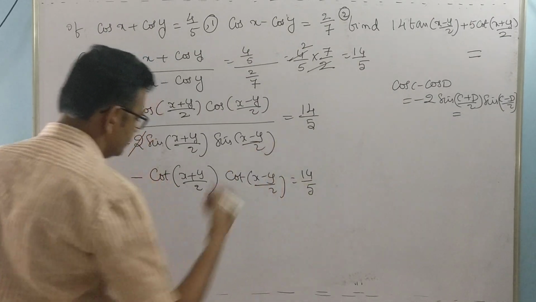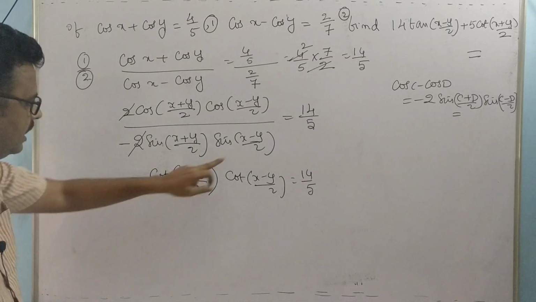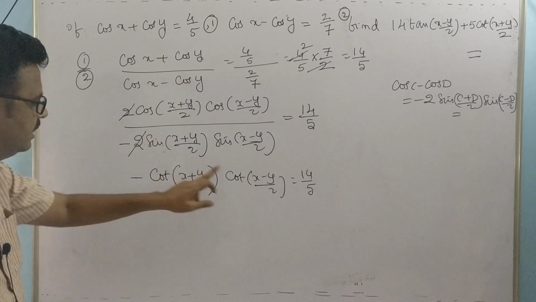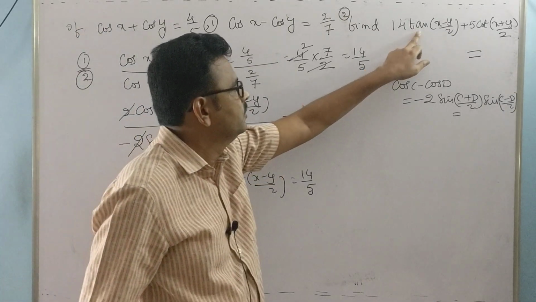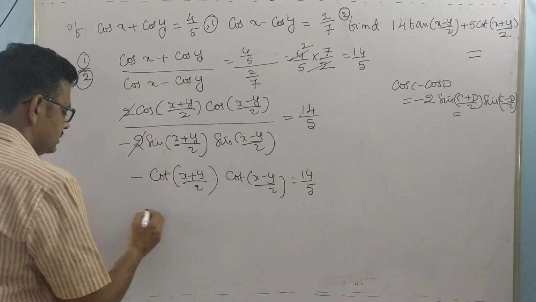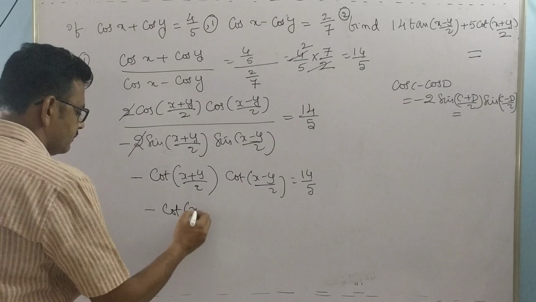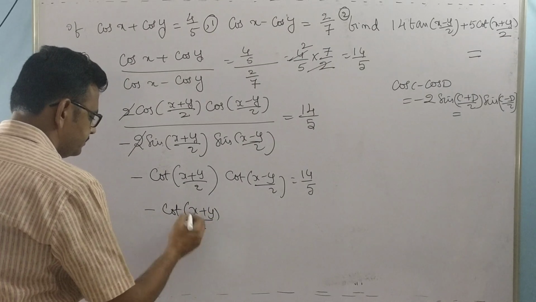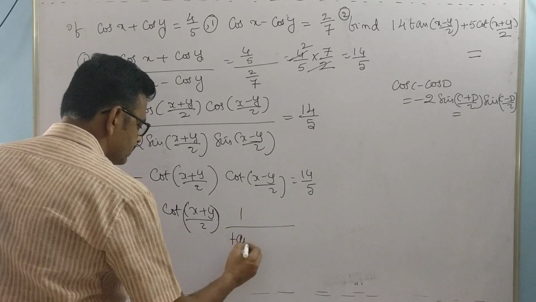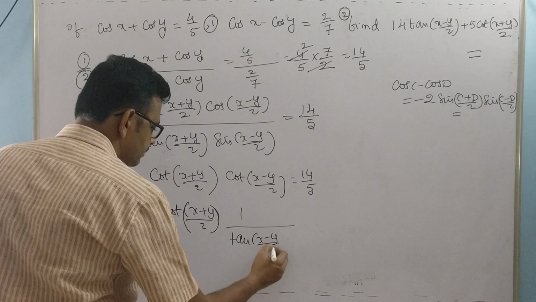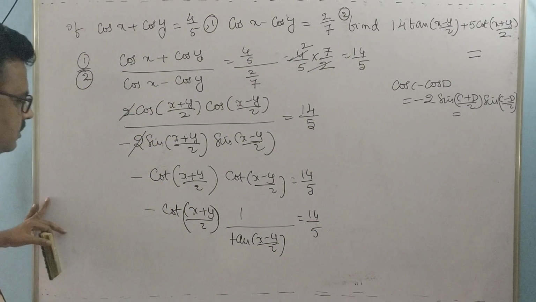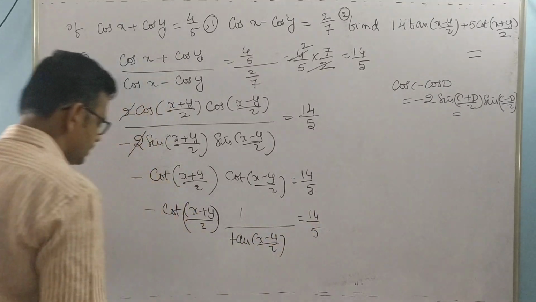This you write 1 by tan. Which one do we have to write in terms of tan? Either this or this. Just go through this once. Tan of (x minus y) by 2, so convert this in terms of tan. So this is minus cot of (x plus y) by 2, and this is 1 by tan of (x minus y) by 2, equal to 14 by 5.